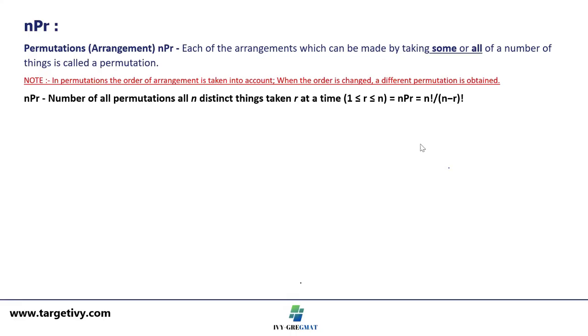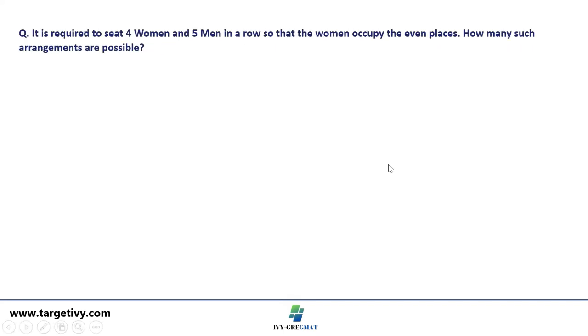Okay, let's take a few more examples and try to understand how it is happening. So this one seems to be a good one. It is required to seat 4 women and 5 men in a row so that the women occupy the even places. How many such arrangements are possible? Okay, it's a bit of a different touch now.